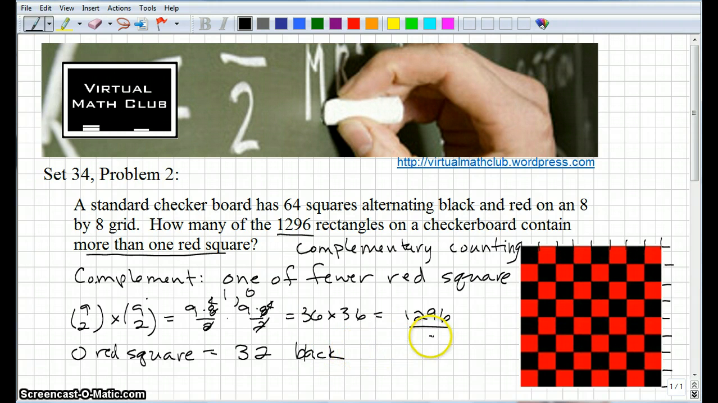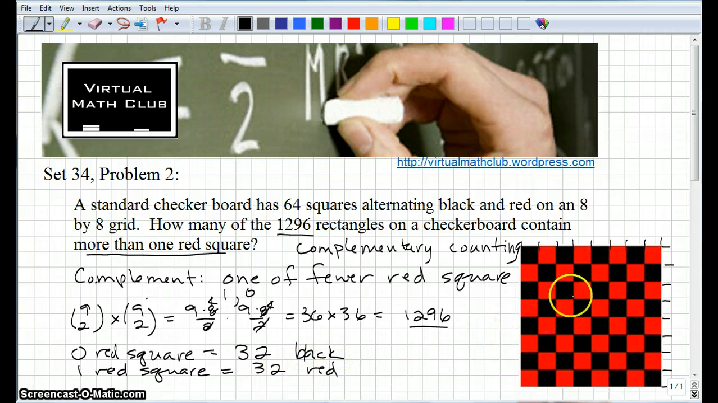Now other than that, we can have one red square, and there's a number of ways that we can get one red square. I mean, we could just take the single red squares, and that would be another 32.